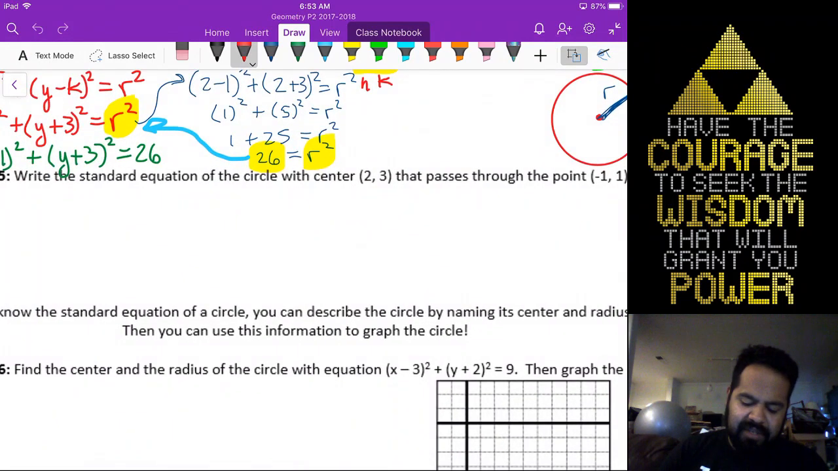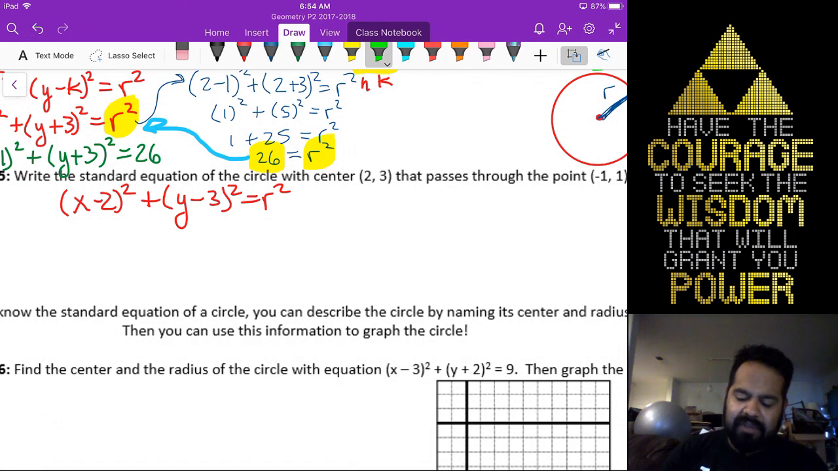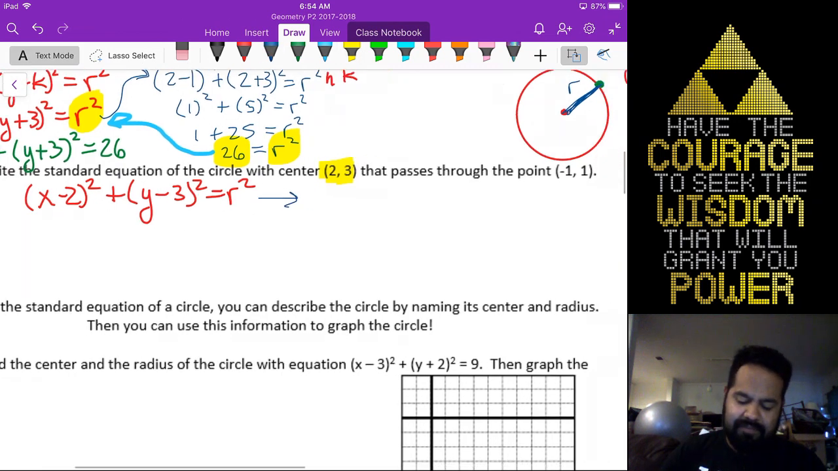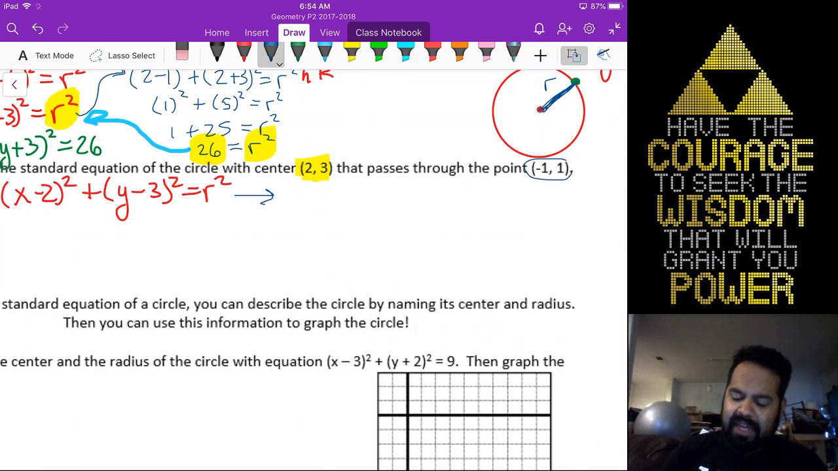I'm going to start with my equation. X minus 2 squared plus y minus 3 squared equals r squared. I'm starting off with that equation. That is only plugging in my center right now. I am now going to plug in my point. So now I'm going to be plugging in -1 and 1 for x and y. So -1 minus 2 squared plus 1 minus 3 squared equals r squared.